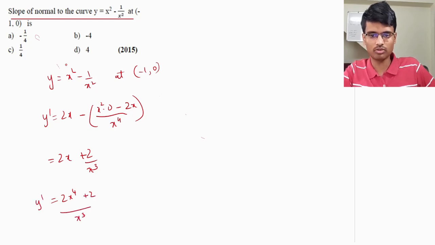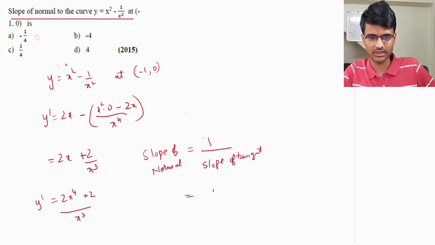What is my slope of normal? Slope of normal is nothing but 1 by slope of the tangent. So what is slope of tangent? Slope of tangent is 2x power 4 plus 2 by x cube. So this is nothing but x cube by 2x power 4 plus 2. So this is nothing but our slope of the normal.